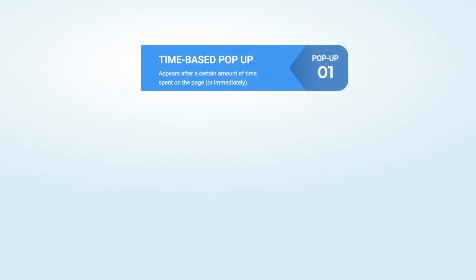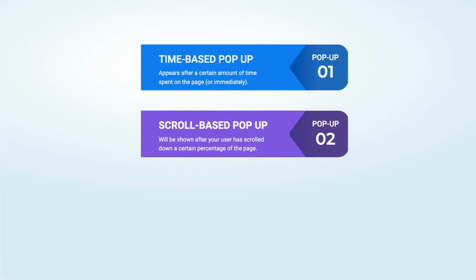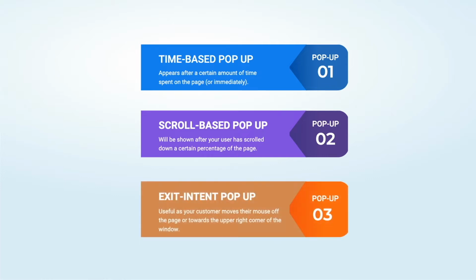Time-based pop-up appears after a certain amount of time spent on your page, or immediately. Scroll-based pop-up will be shown after your user has scrolled down a certain percentage of the page. Exit intent is useful as your customer moves their mouse off the page or towards the upper right corner of the window.